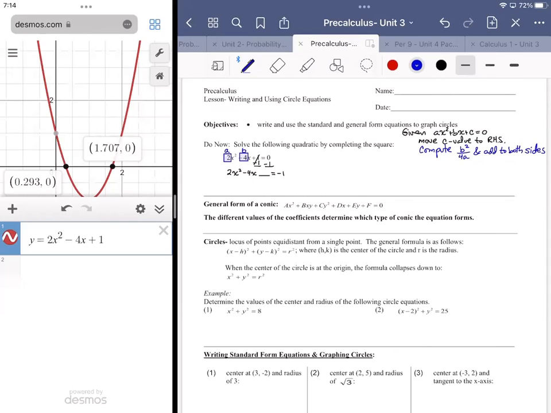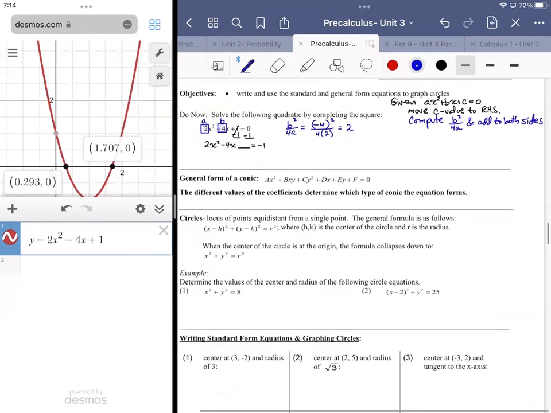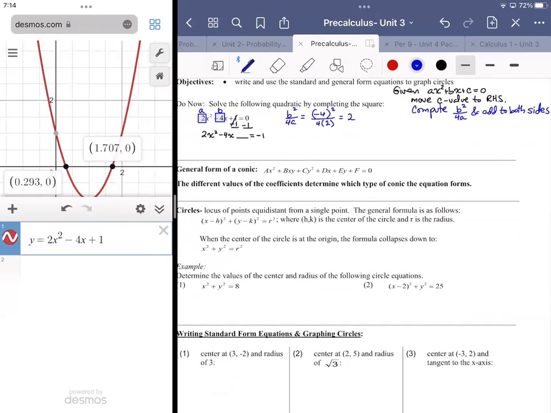So I'm going to compute just somewhere off on the side. I'm going to compute b squared over 4a. B squared divided by 4a, which is going to be -4 squared over 4 times 2. All right. So that's going to give me a 16 on the top and 8 on the bottom, result of 2. All right. So this is just side computation. Side work. I'm going to take that 2 and I'm going to add it to both sides of the equation.